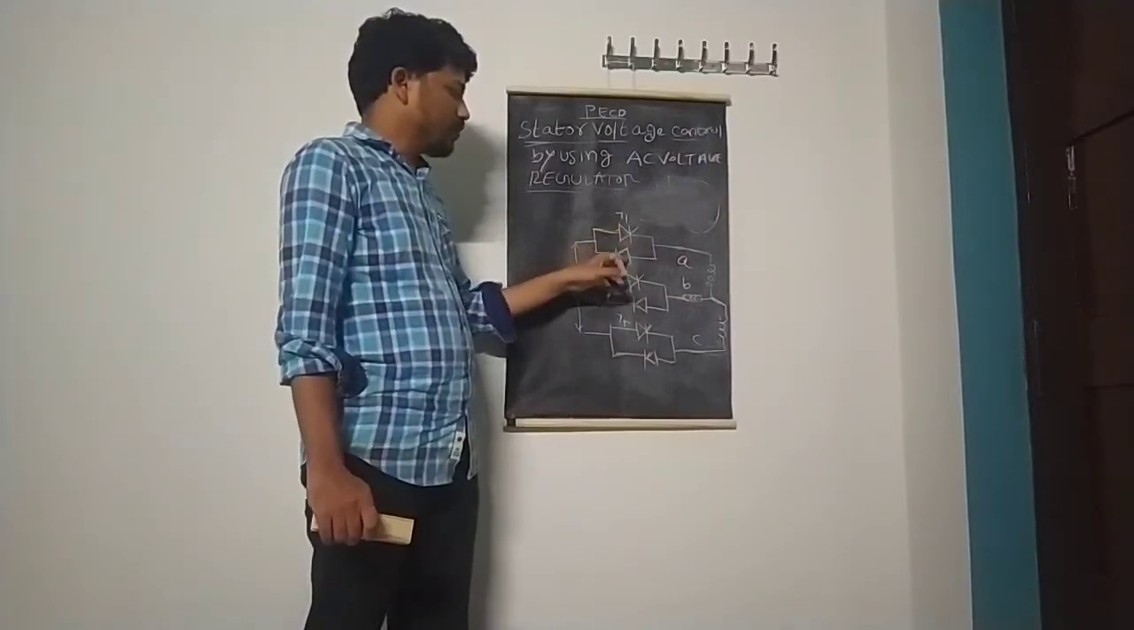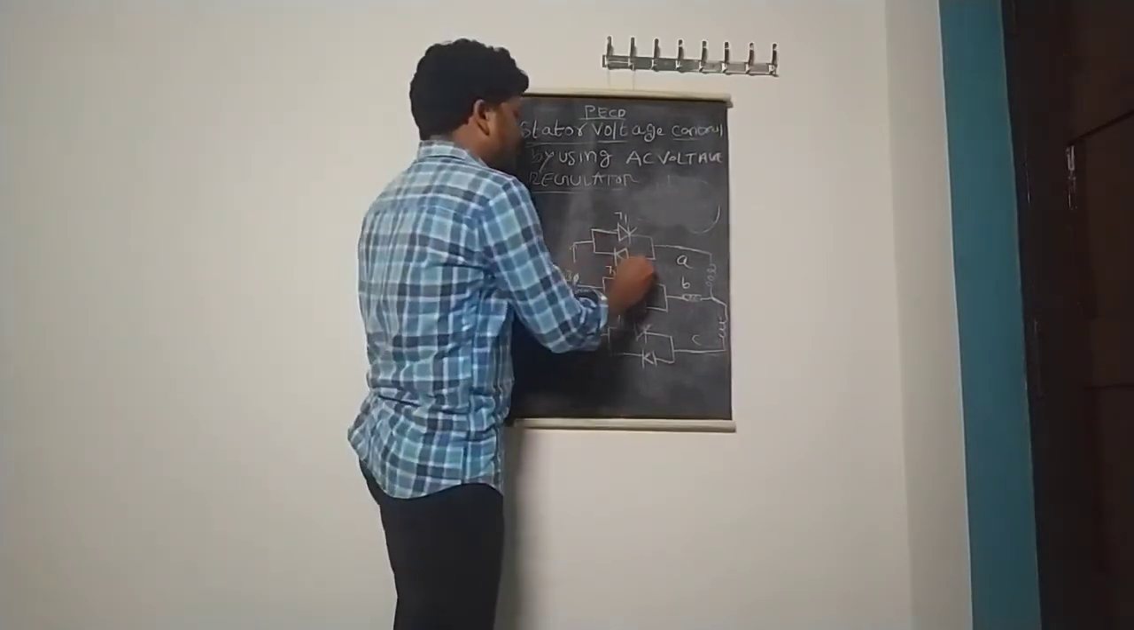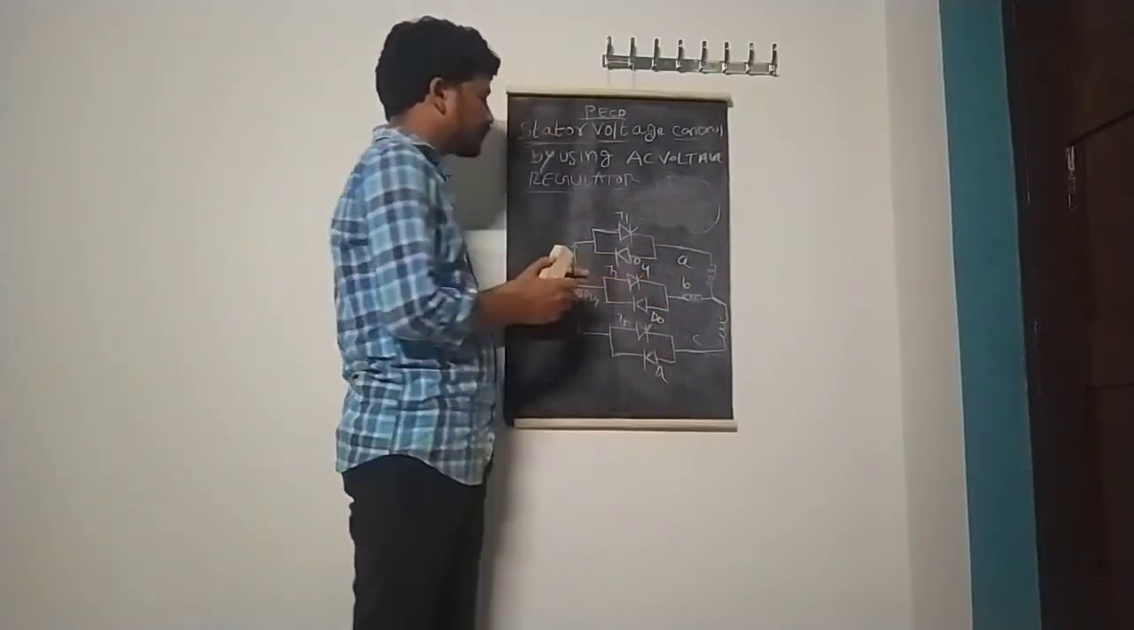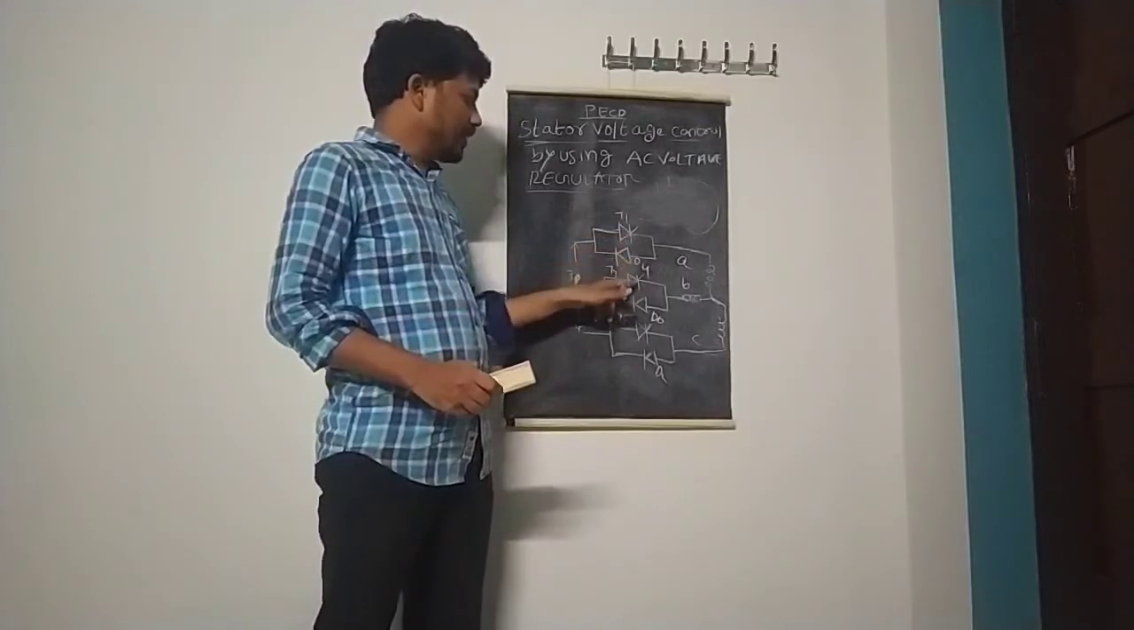Similarly, the diodes here have a phase displacement. Let us say D6 and D2 have a difference of 180 degrees.